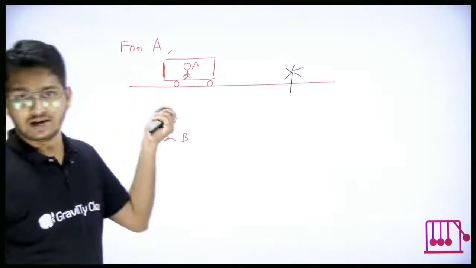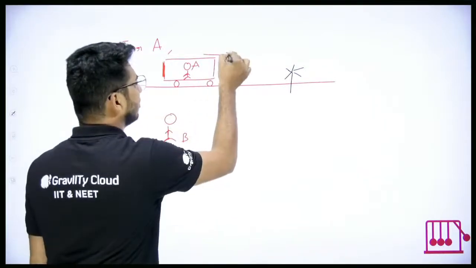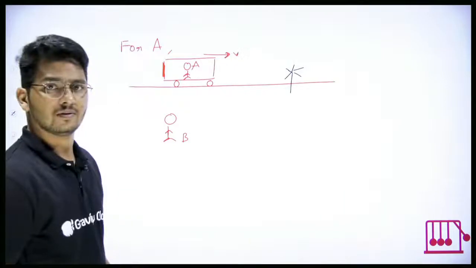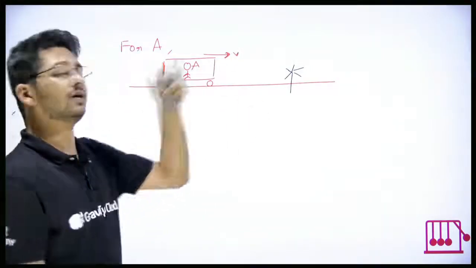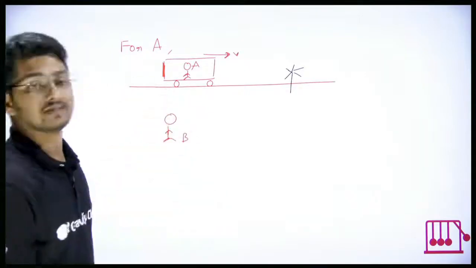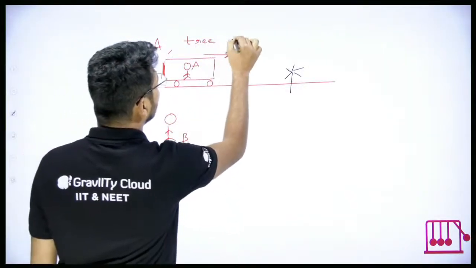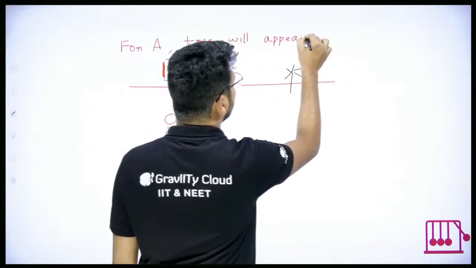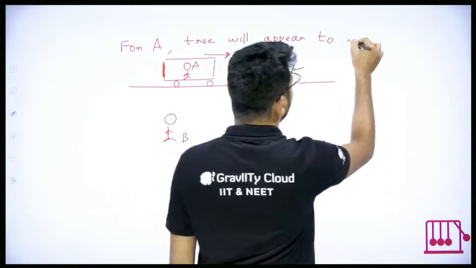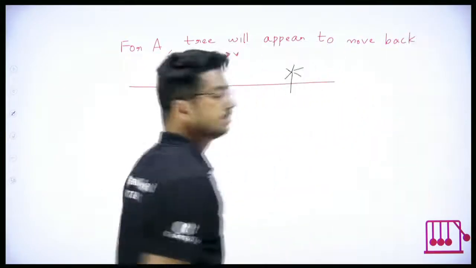So here, according to A, who is in the car, and let's say the car is going to the front, towards the right. When the car is going towards the right, the person A will also be going towards the right. So for the person A, the tree will be going back. The tree will appear to move back. Yes or no? The tree will appear to move back.